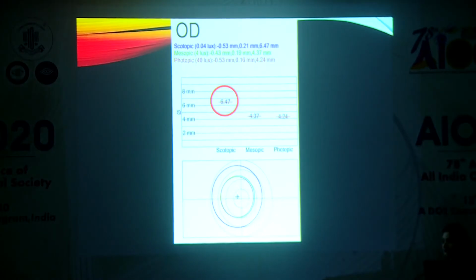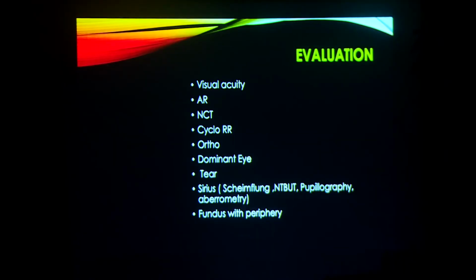For example, take this patient. You have a scotopic pupil of 6.47, where I keep my optic zone as 6.2. I'm definitely sure this patient from the first post-op day is going to have a problem of glare, which I cannot ignore. So the only thing I will say is look for the scotopic pupil and always make sure your optic zone is larger than your scotopic pupil. And make sure you have a proper fundus evaluation.